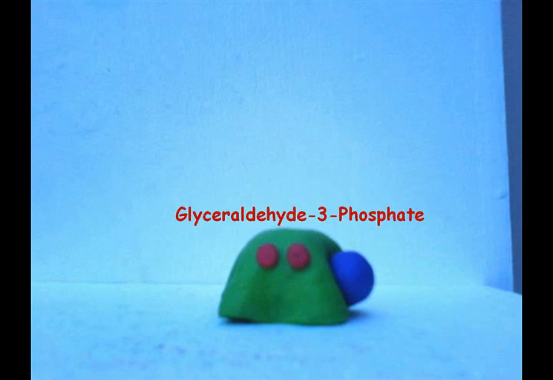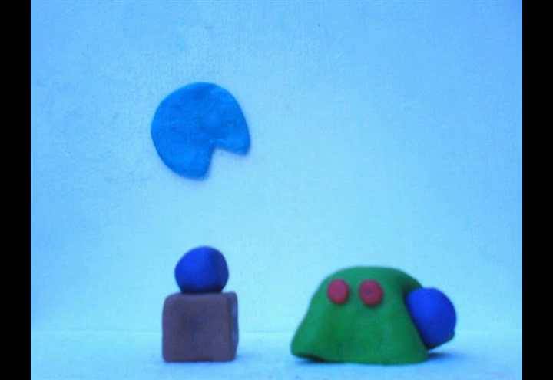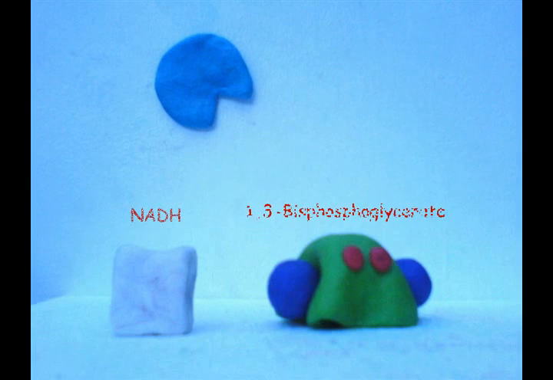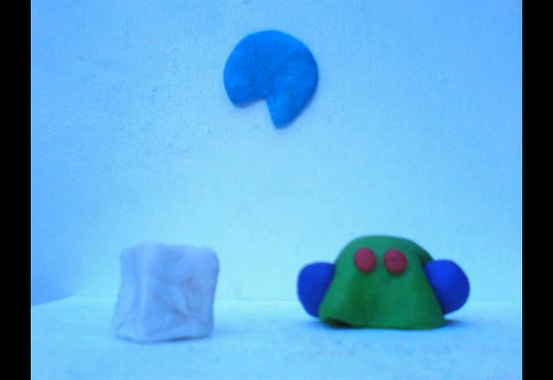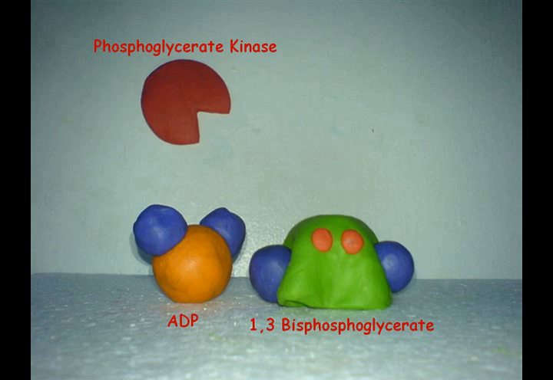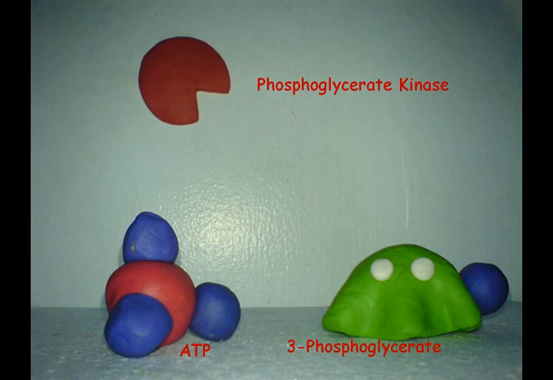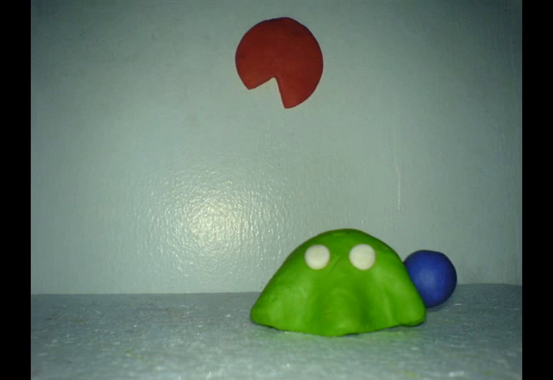The glyceraldehyde 3-phosphate is converted to 1,3-biphosphoglycerate by the action of the enzyme glyceraldehyde 3-phosphate dehydrogenase, with the presence of NAD, which is converted to NADH. After this, the enzyme phosphoglycerate kinase converts 1,3-biphosphoglycerate to 3-phosphoglycerate, while also yielding ATP.